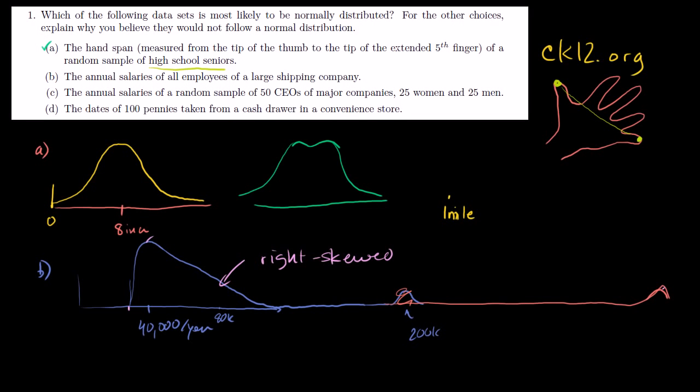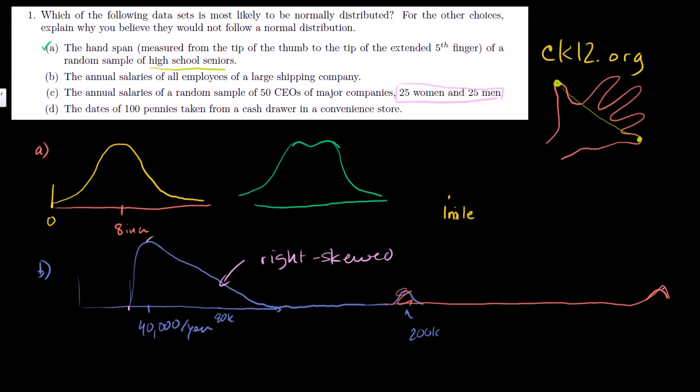Let's look at choice C, or problem part C. The annual salaries of a random sample of 50 CEOs of major companies, 25 women and 25 men. The fact that they wrote this here, I think they maybe are implying that the gender gap has not been closed fully, and there is some discrepancy.